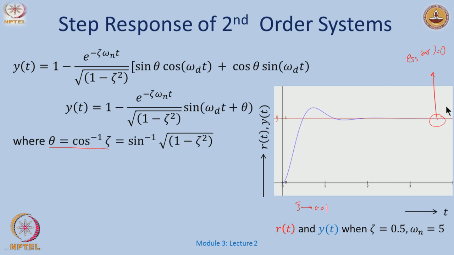And of course, as zeta goes very close to 1, you will see that the oscillations are also minimal. Again, this omega d just sits here, the damped frequency of the system, and this is again because of zeta. The justification for why we introduced this term and called it the damped frequency of the system is that this is the frequency of the signal in the presence of damping.